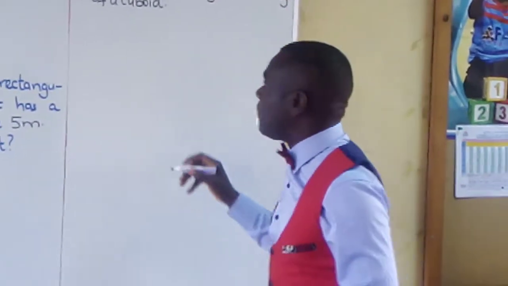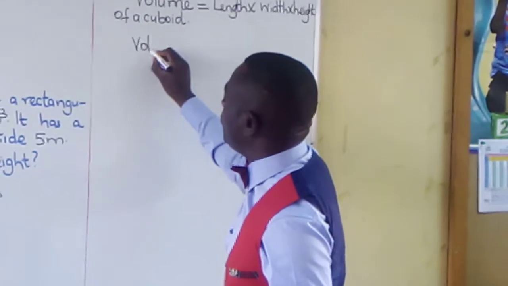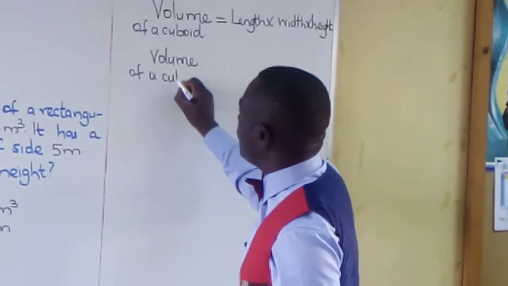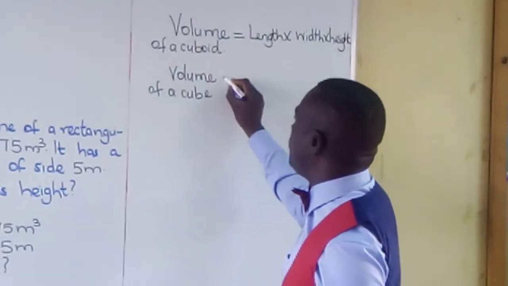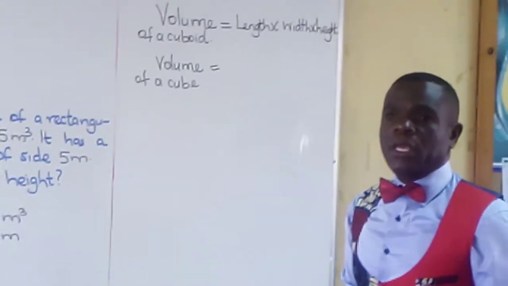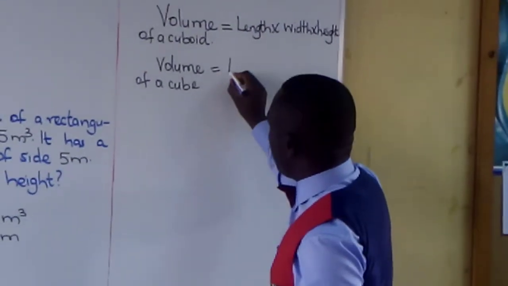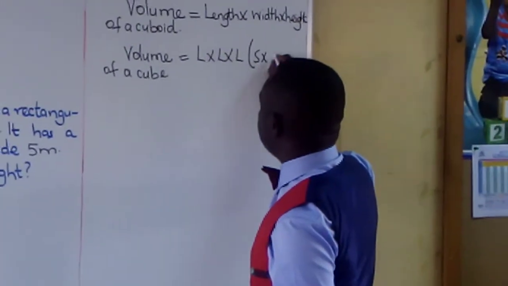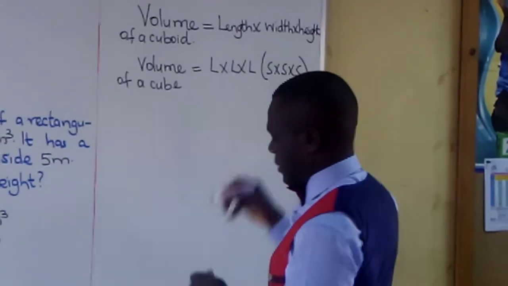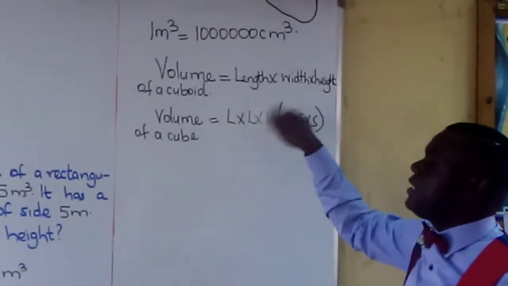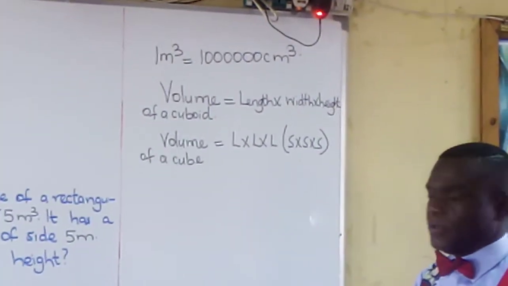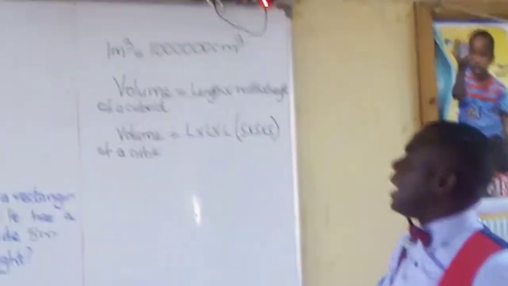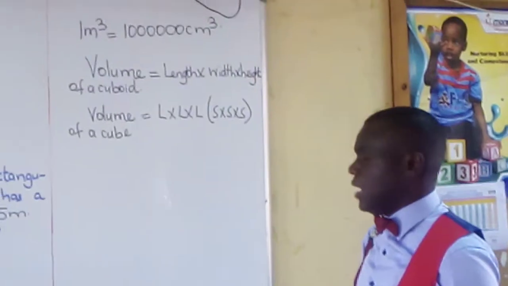We can also remember the volume of a cube. Volume of a cube is denoted by length times length times length, or side times side times side. We can remember these from the last lesson, the conversion of the units of volume and the formulae, these two formulae here.